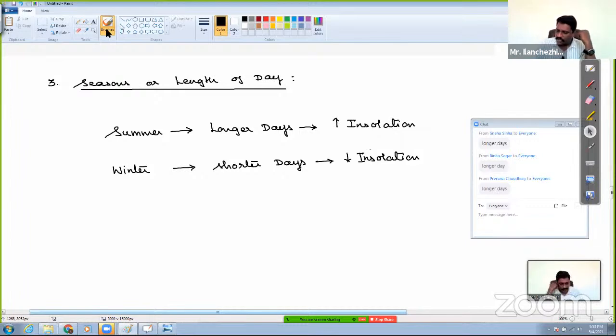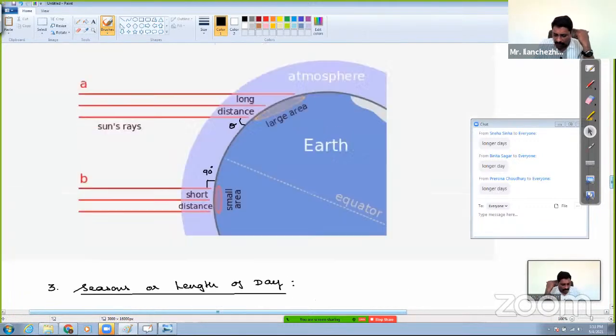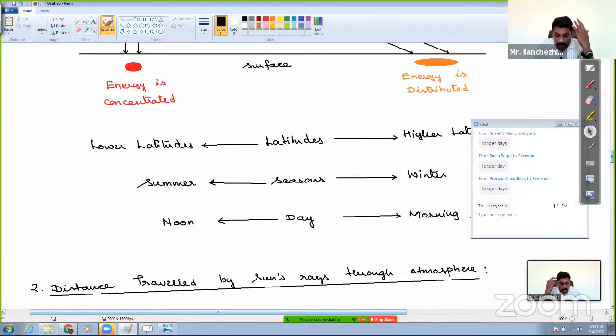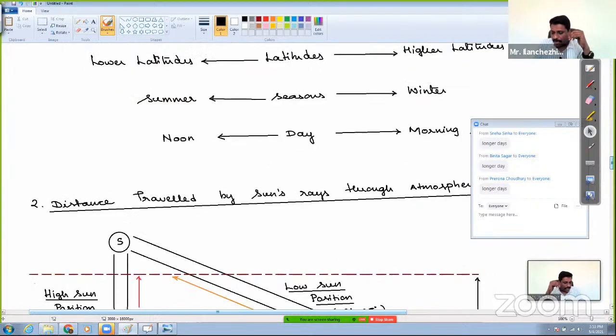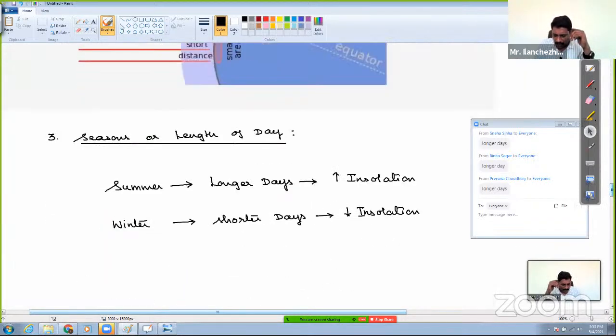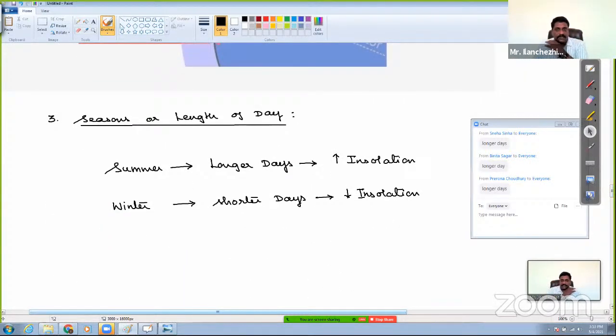And my dear friends, all 3 factors you have to take together. Only one factor will not help you out. For example, if you consider the 3rd factor in isolation, you will completely go against the knowledge you have, because somewhere I'm just saying summer means longer days.